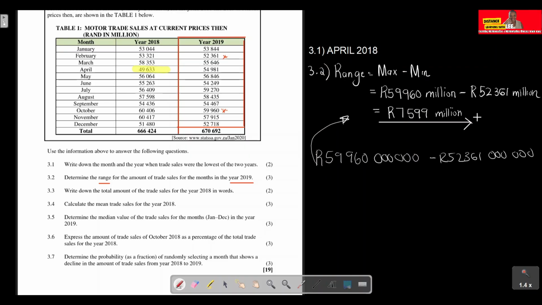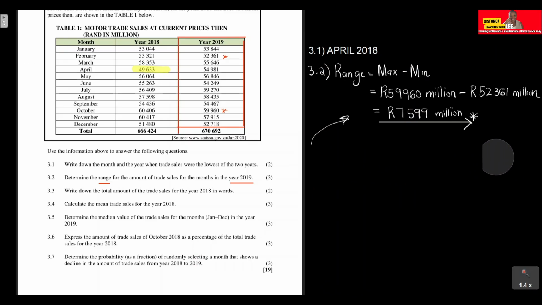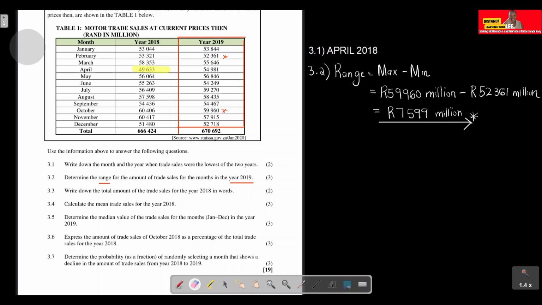This way is also fine, just to maintain the simplicity. You don't want to be working with such a big number. So it's just better to leave it as a million, the way that they've given it to you, so that you don't make any silly mistakes when you punch that into your calculator. All right, let us have a look at question number 3.3.